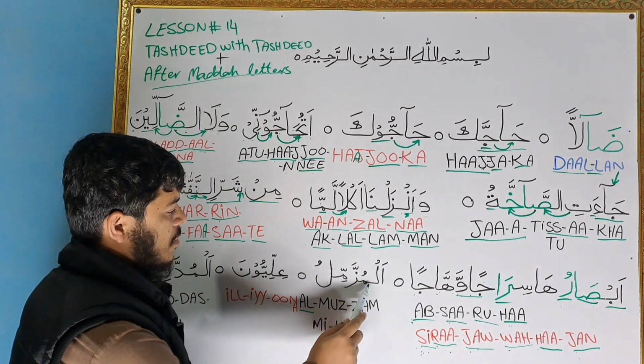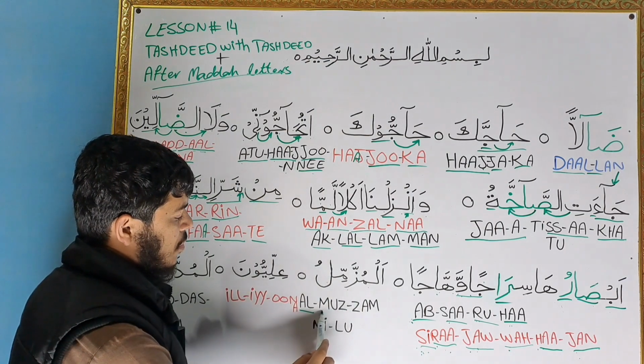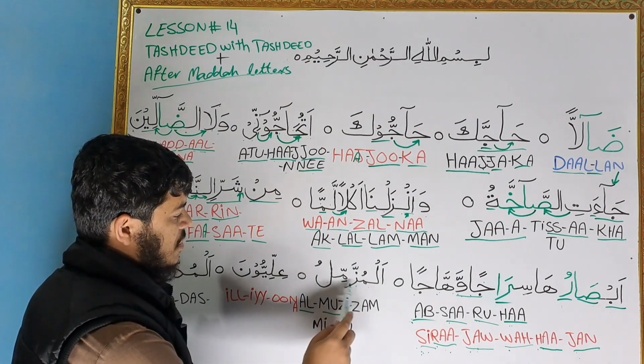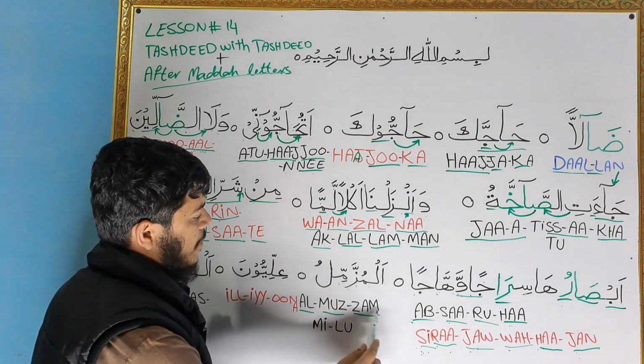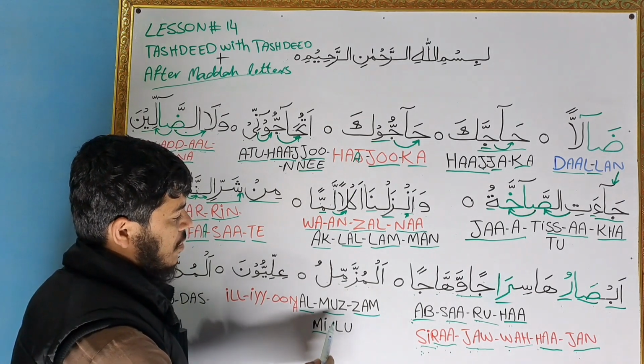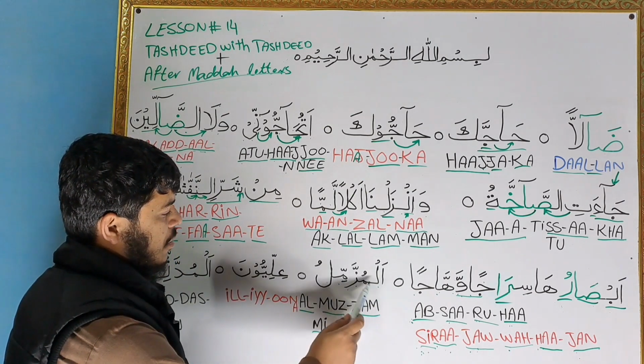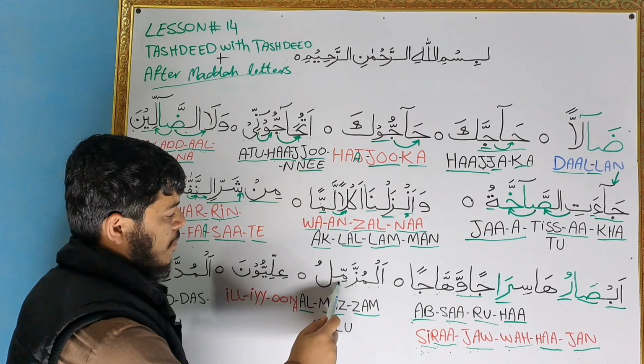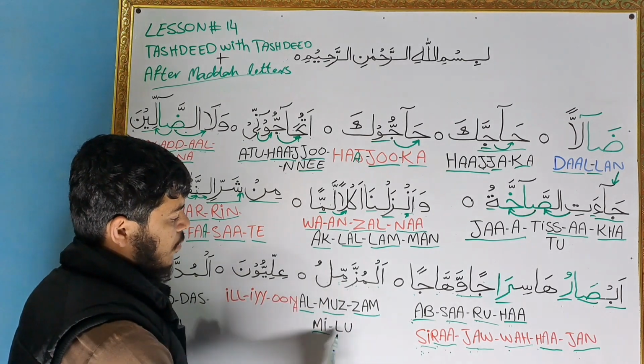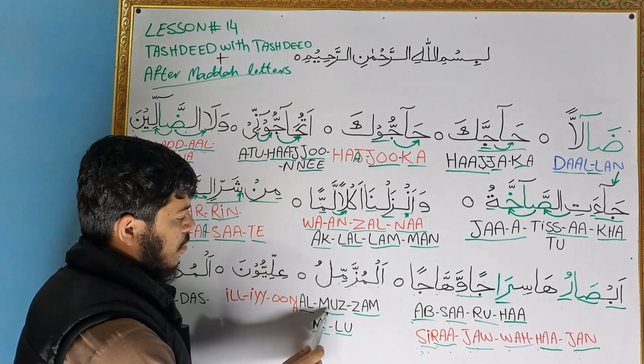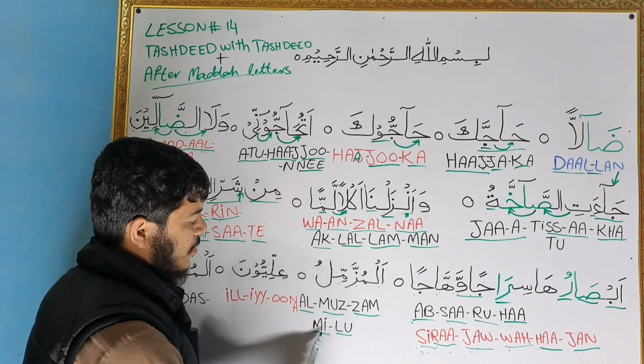Next, Hamza goes to lam. Al, mim, za dhamma, muz, za mim fatha, zam, mim kasra, mi. Al muzzammi, lam dhamma, lu. Al-Muzzammilu.